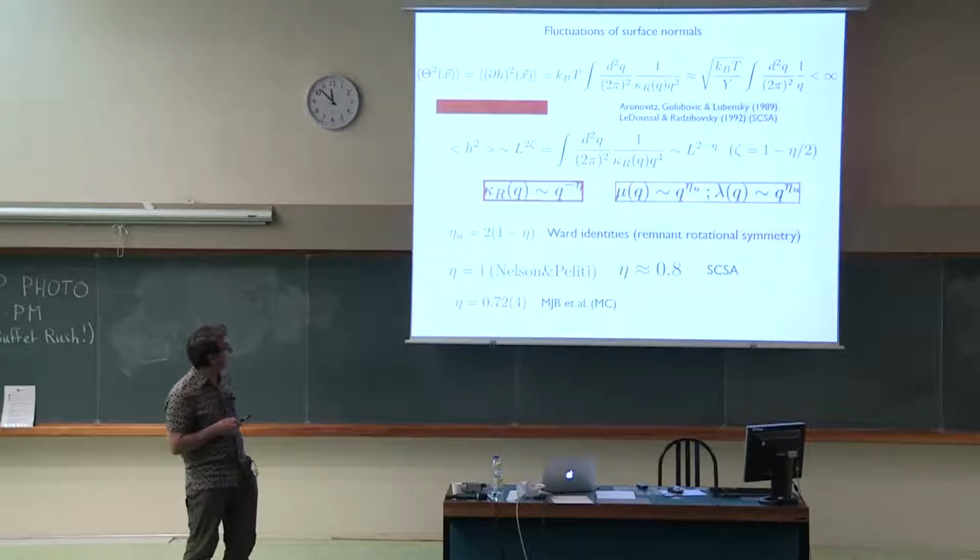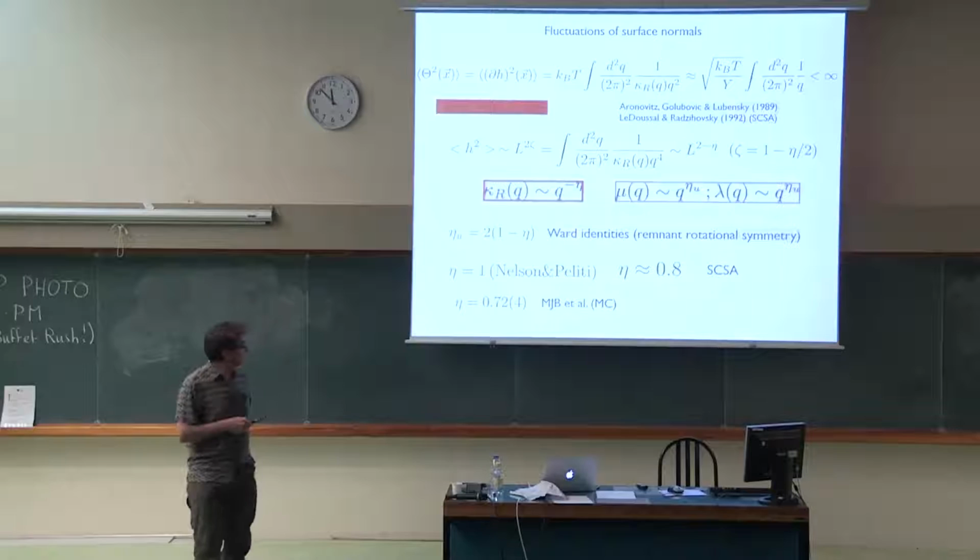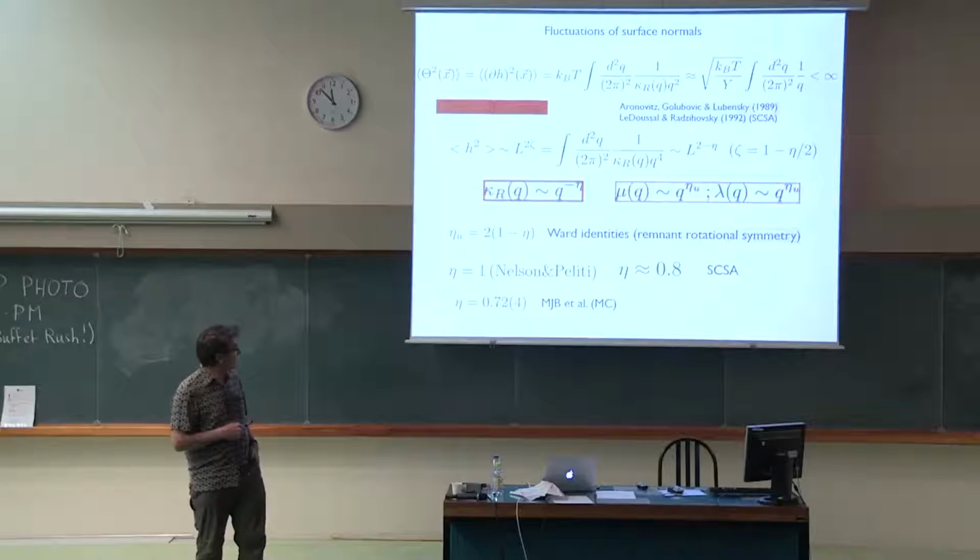You can look at the roughness of the system. It's an extended phase, but rough. It's like this, a little microscopic roughness. And that's controlled by a roughness exponent, eta. So the renormalized bending rigidity goes like q to the minus an exponent eta. Eta is a bit less than 1. Or we can just take the case eta equals 1 to gain intuition.